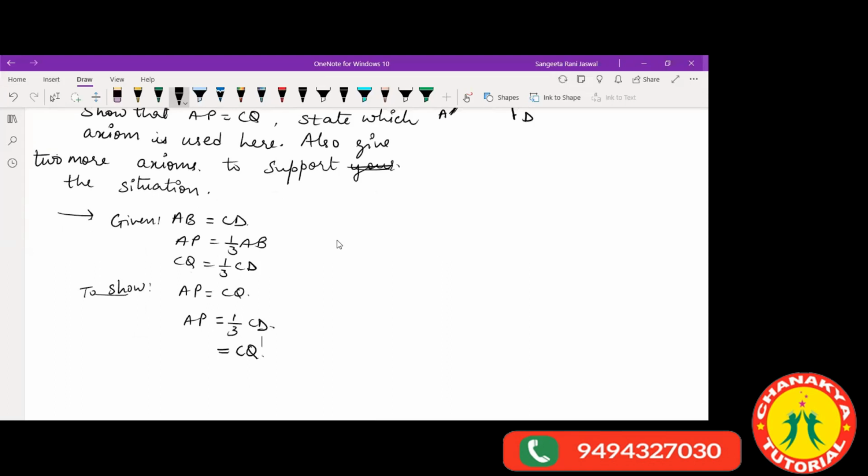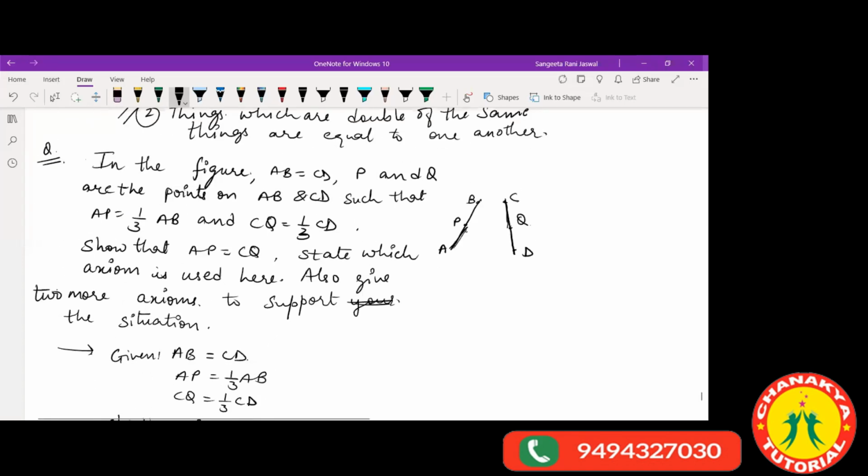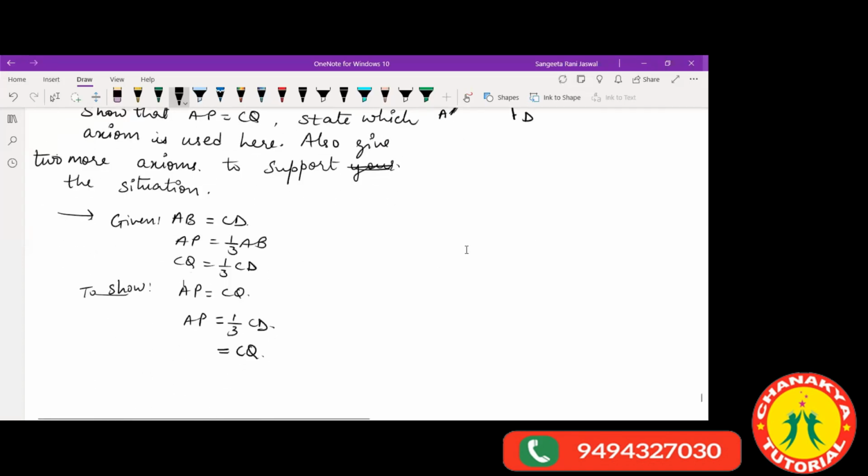Ma'am, I have a doubt. Ma'am, how is AP 1/3 of AB? Where is AP first? AP is here. AP was 1/3 of AB. Okay, AP was 1/3 of AB, and I wrote AP is equal to 1/3 of CD. Ma'am, how is it 1/3 of AB?